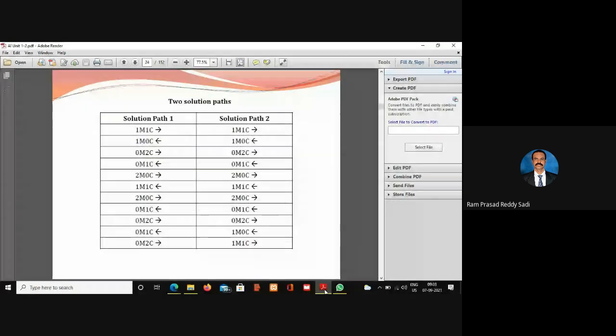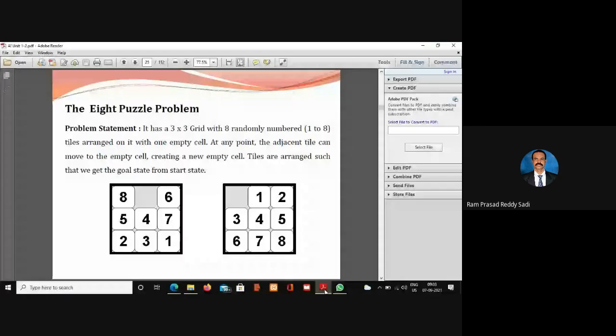This is the one I've asked you to try. I'll just give a brief overview on this. I'll not discuss this in detail. You can try out the solution for this. The problem is, if this is the initial state given, I need to obtain this state. So I need to move these tiles over here, either up, down, left, right, such that I reach my goal state.